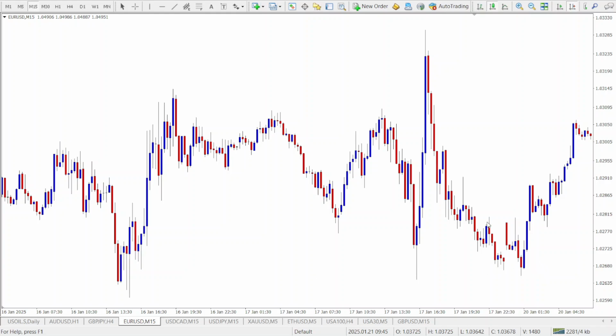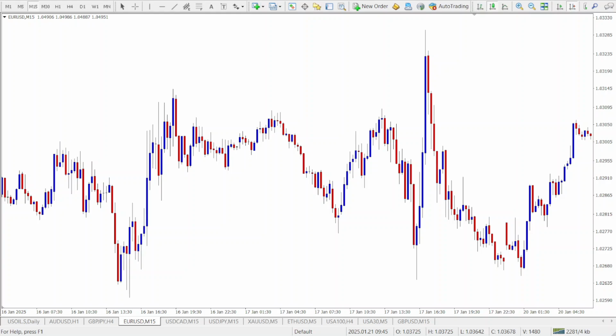Now the key to scalping with supply and demand is identifying these zones accurately and timing your entries when price revisits these areas. Don't worry if this sounds a bit overwhelming. I'm going to break it all down step by step. Now, how do you identify supply and demand zones? How do you actually find these zones on your chart?